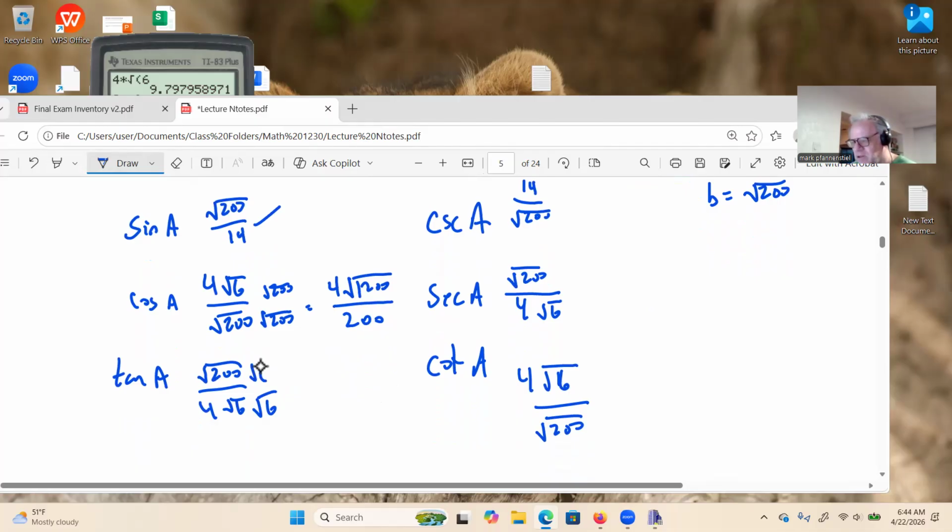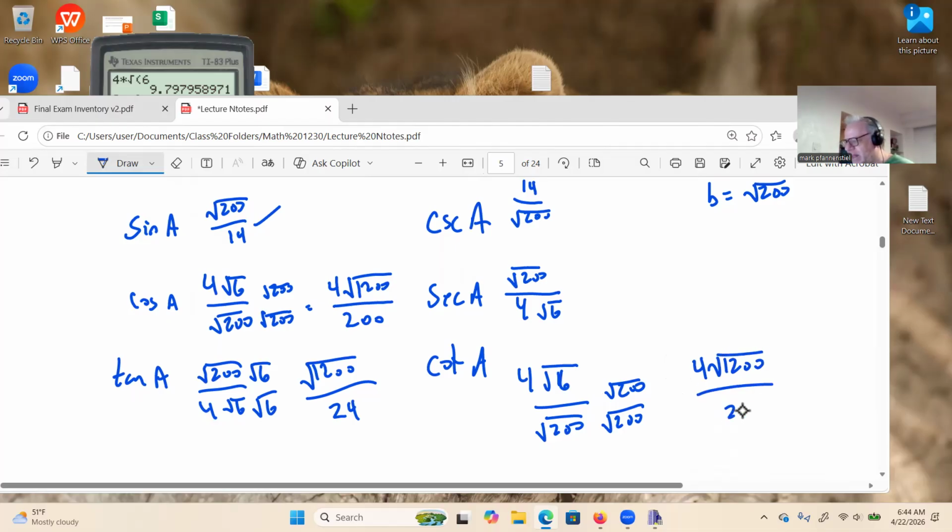For this piece, I'm just going to get rid of the 6's here. So we have 6 times 200, which again is going to be 1,200 under a square root. And then we have 4 times 6, which is going to give me 24. On the other piece, here we have the square root of 200 times the square root of 200. So we have 6 times 200. That's going to be 4 root 1,200 divided by 200.